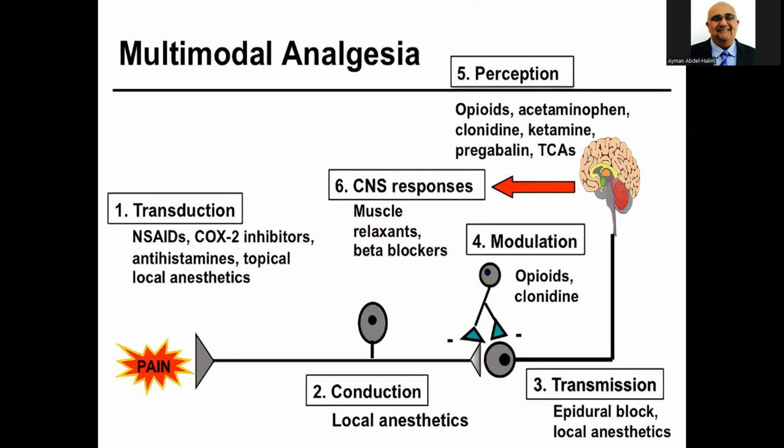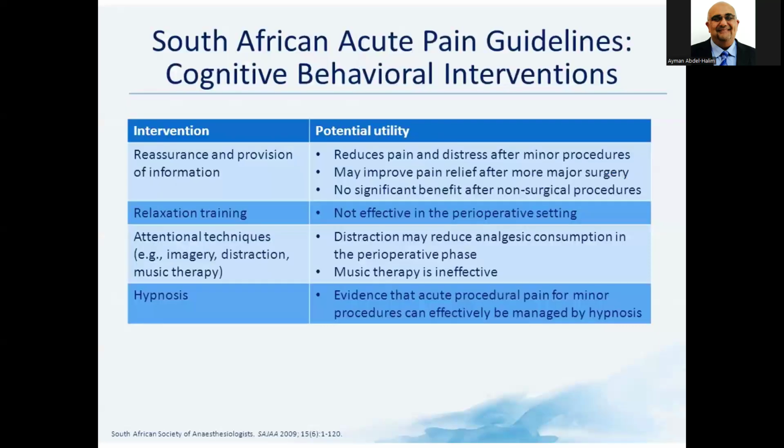Multimodal analgesia starts from transduction, conduction, transmission, modulation, perception, and CNS responses. So basically, you can intervene at any of these six levels of analgesia, whether you're using non-pharmacologic or pharmacologic techniques, or even injections and peripheral nerve blocks.